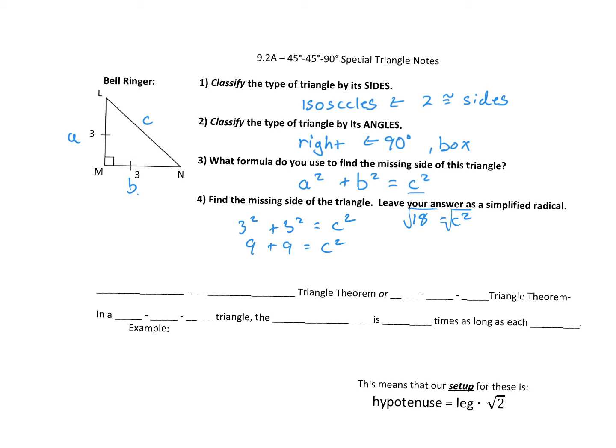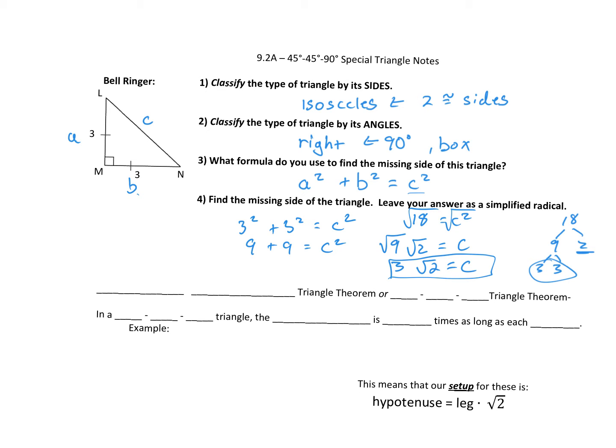I square root both sides. C is the square root of 18, but I know in 18 there's a 9 times 2, so this is actually 3 root 2 equals C to simplify it. If I broke 18 down from the tree, like 9 and 2, this is 3 and 3, this is a pair. This is not a pair, so 3 root 2.